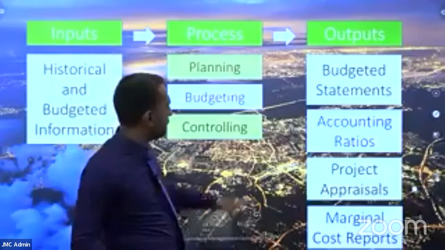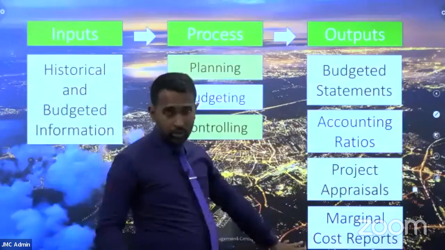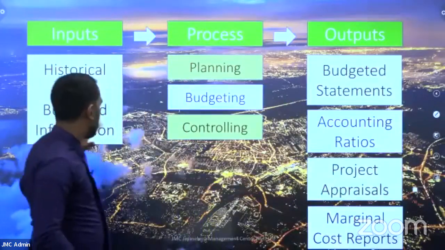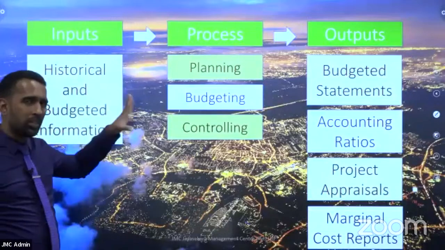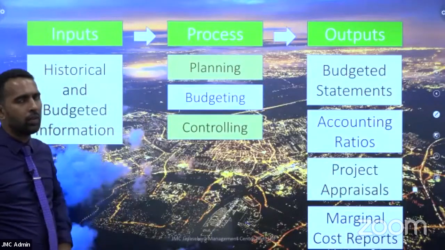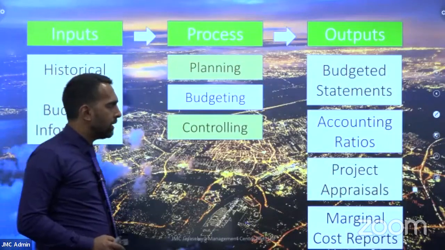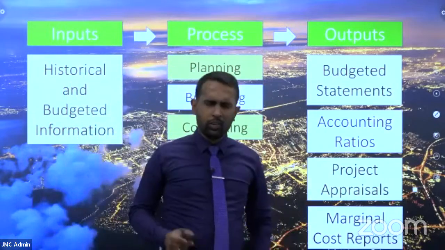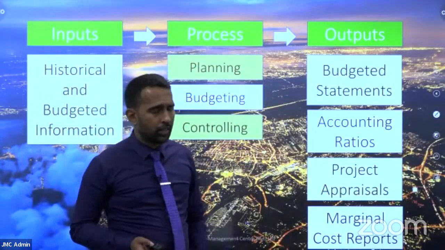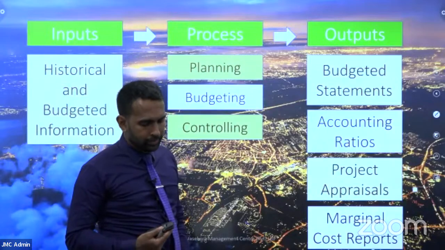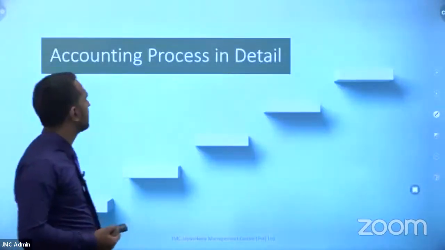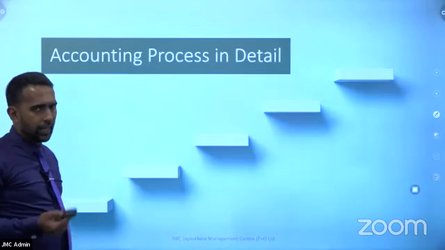There are different types of reports. They take past and future information, follow different steps such as planning, budgeting and controlling, and ultimately arrive at different reports. They generate various reports. These are the activities that happen inside the business, right? We have also discussed the accounting process in detail.